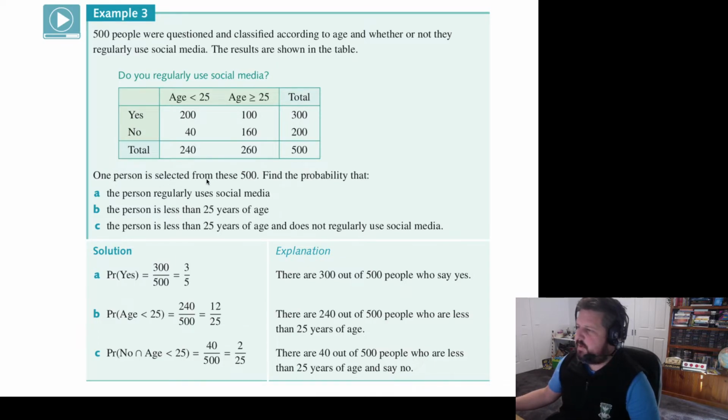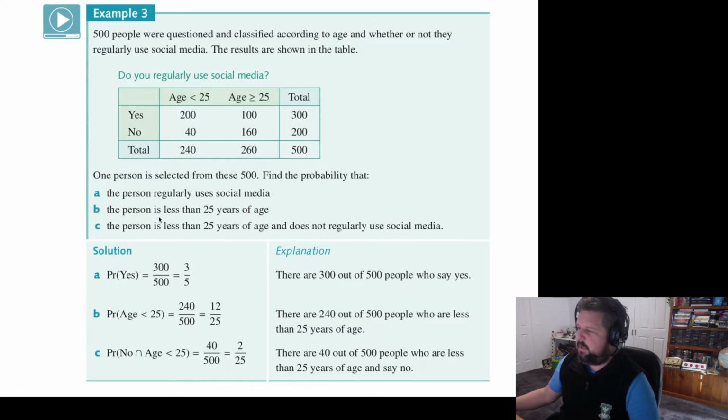So it says here one person is selected from these 500. Find the probability that the person regularly uses social media. So again, the question was, do you regularly use social media? And we're saying they do. So we're looking for yes here. The total for yes is listed across over here. You follow it across. The total that said yes was 300. So obviously work out the probability. There were 500 in total, so it's 300 out of the 500, and we can simplify that down to 3/5.